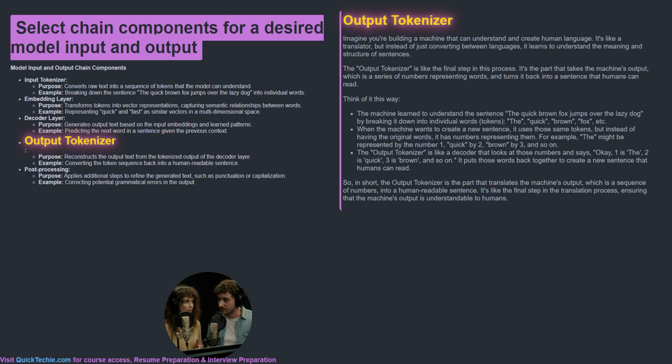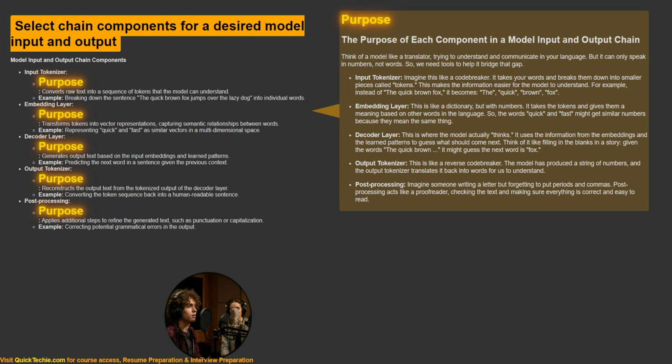So, in short, the output tokenizer is the part that translates the machine's output, which is a sequence of numbers, into a human-readable sentence. It's like the final step in the translation process, ensuring that the machine's output is understandable to humans. Purpose. The purpose of each component in a model input and output chain. Think of a model like a translator, trying to understand and communicate in your language. But it can only speak in numbers, not words. So, we need tools to help it bridge that gap.